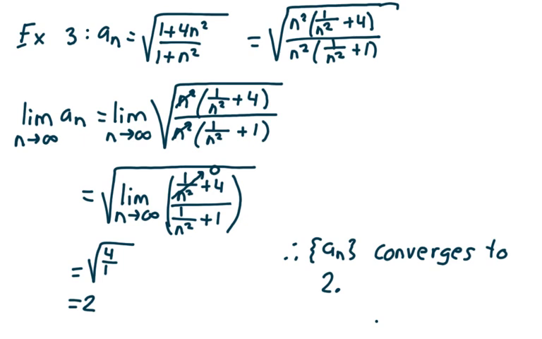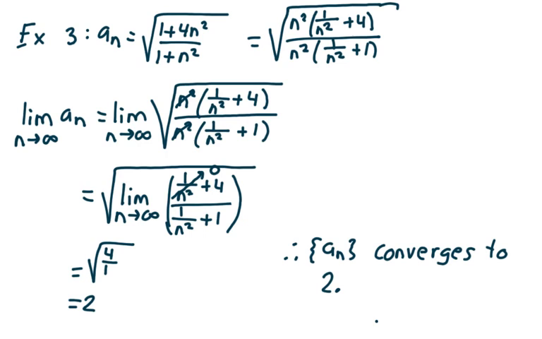Suppose a sub n is equal to the square root of 1 plus 4n squared divided by 1 plus n squared. And so what I'm going to do is, within the radical, factor out an n squared from the numerator and an n squared from the denominator. And when I do, I get the square root of n squared times 1 over n squared plus 4 divided by n squared times 1 over n squared plus 1.